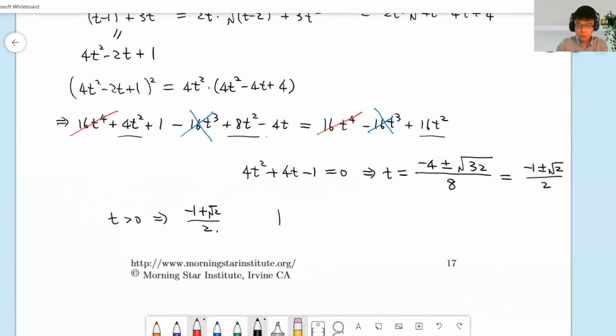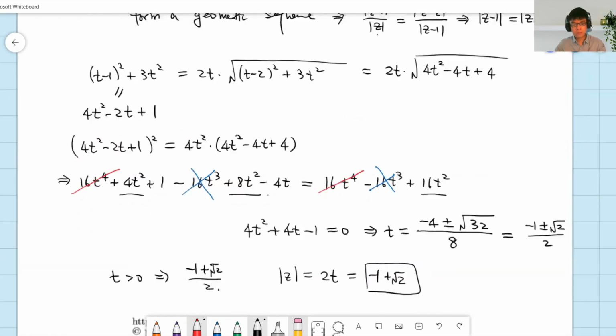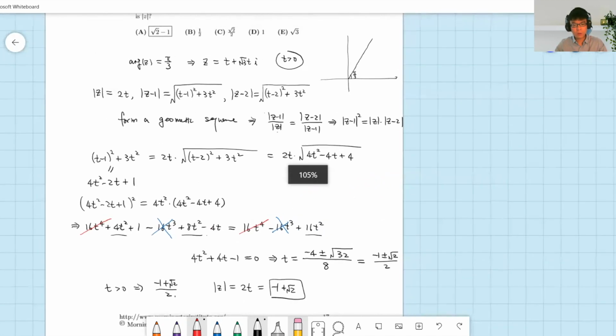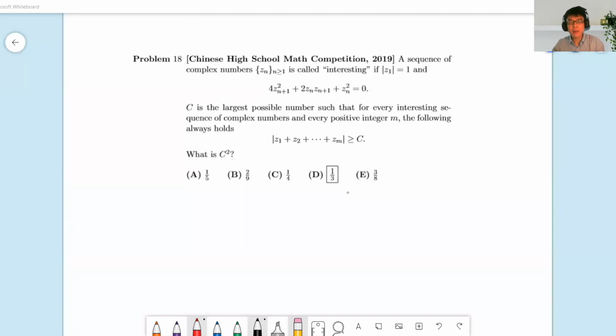In this question, we look for the modulus of z, which corresponds to 2t. So it's root 2 minus 1. The answer to this problem is root 2 minus 1. Question 18.